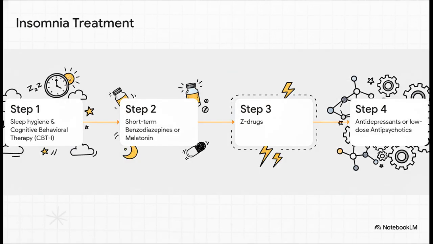Let's move on and see how this builds into a highly systematic pharmacological treatment hierarchy. Clinicians don't just jump straight to heavy sedatives. Step 1 is always non-invasive, rigorous sleep hygiene and cognitive behavioral therapy specifically for insomnia, known as CBTI. If that fails, Step 2 introduces short-term benzodiazepines or melatonin. Step 3 escalates to Z-drugs. And finally, for those highly refractory cases where nothing else works, Step 4 involves the off-label use of antidepressants like Mirtazapine, or even low-dose antipsychotics like Quetiapine.